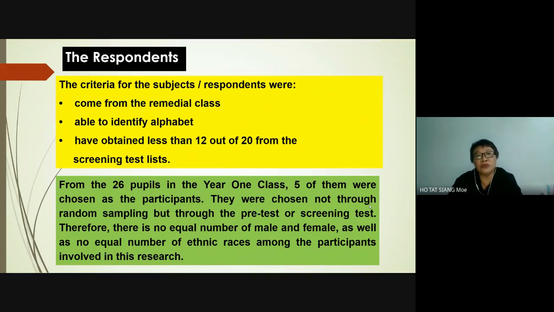They were chosen not through random sampling, but through the pre-test or screening test, as I mentioned just now. Therefore, there is no equal number of male and female. That means there's no fixed number of males and females, as well as no equal number of ethnic races. That means we did not choose them by whether they are Chinese or Malays among the participants involved in this research.